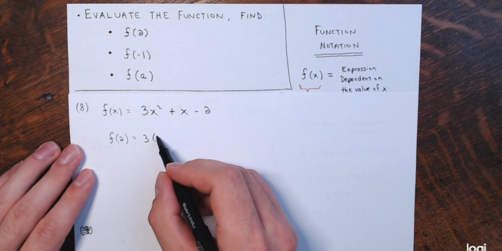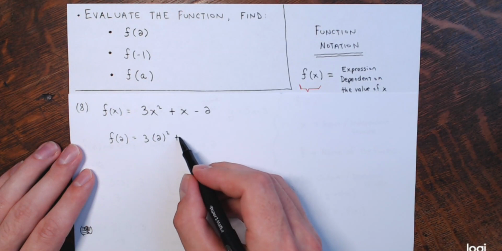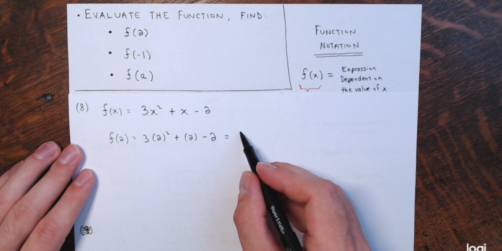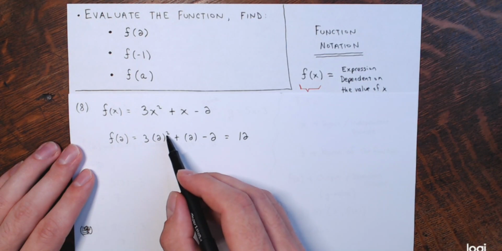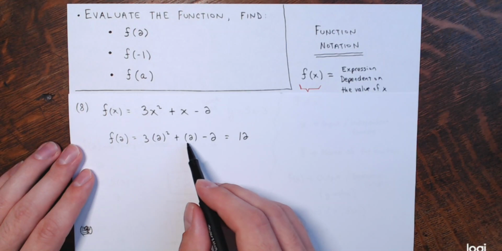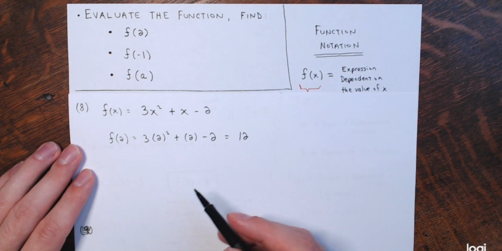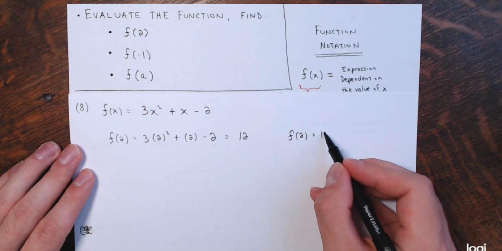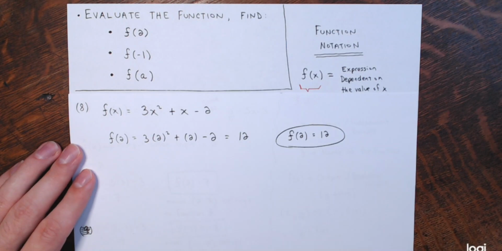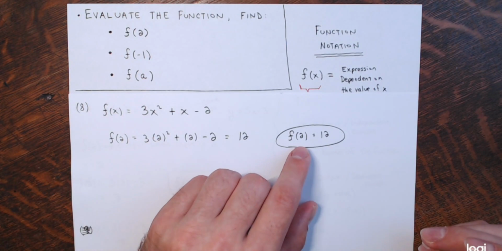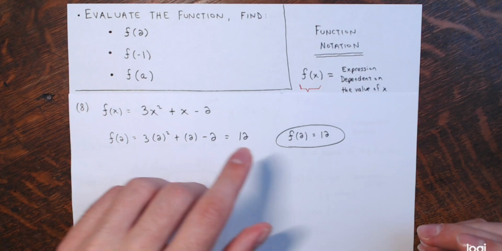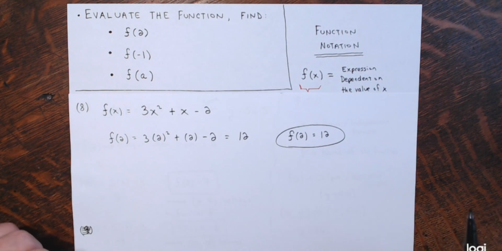3 times 2 squared plus 2 minus 2. And this is going to be 12. Right? 2 squared is 4. 4 times 3 is 12. And then plus 2 minus 2 is just like plus 0. So we have f of 2 equals 12. And equivalently, the ordered pair 2 comma 12 belongs to this function called little f.